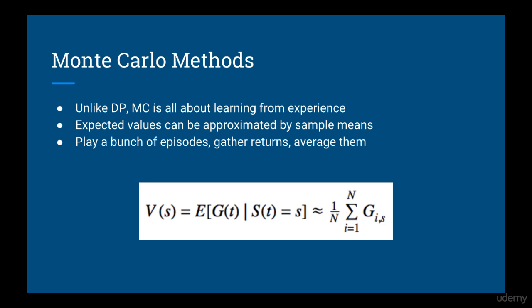Unlike dynamic programming, Monte Carlo is all about learning from experience. Remember that the value function is the expected value of the return after landing in state S. Also remember that any expected value can be approximated by the sample mean. In other words, all we need to do is play a bunch of episodes, gather the returns for all the states we saw, and average those returns for each of those states. Then we have an estimate of the value function that learned only from experience.